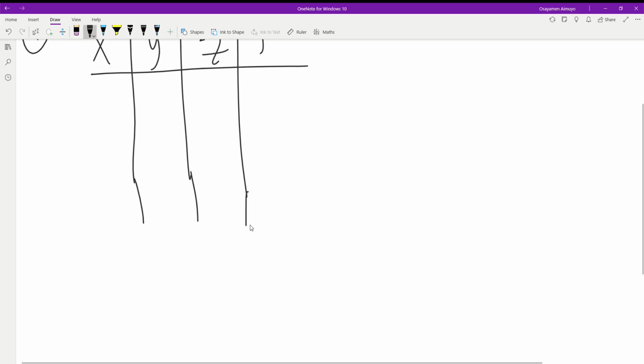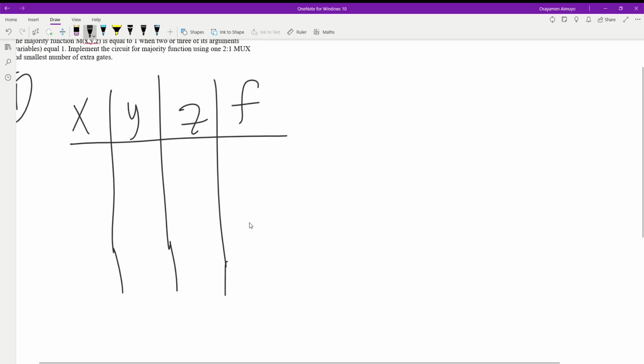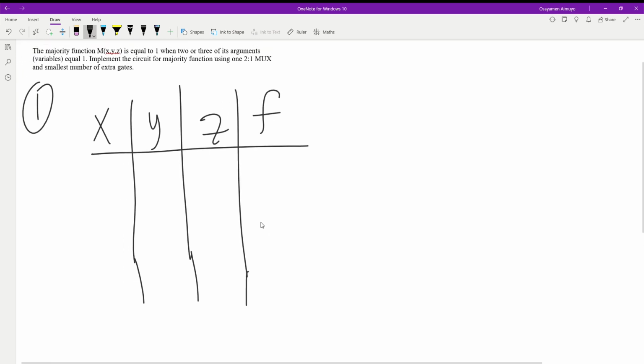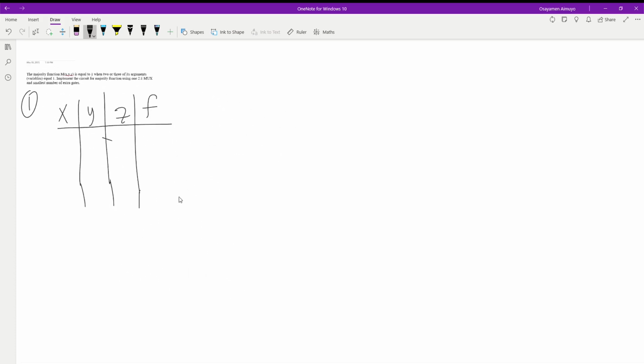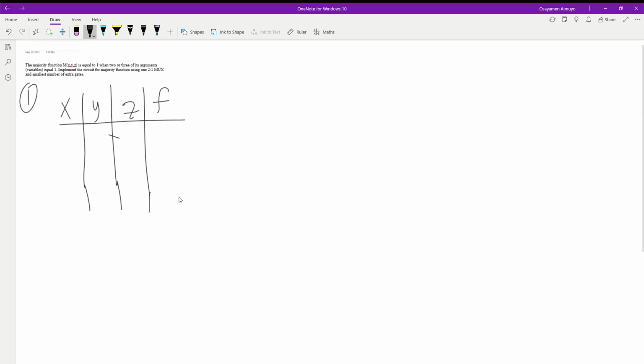I'm very sorry, my throat is a bit dry, so bear with me. Okay, let me just zoom out here so everything is clear. Okay, so same process, all of our inputs.